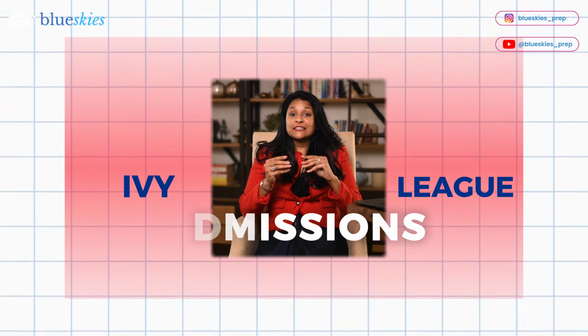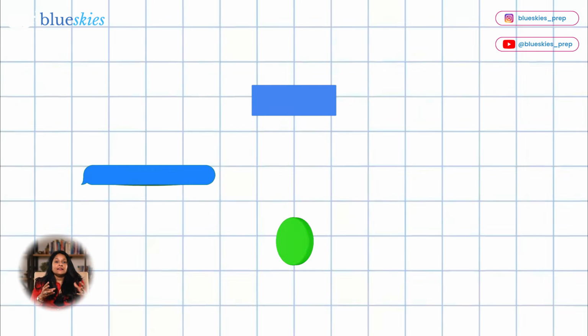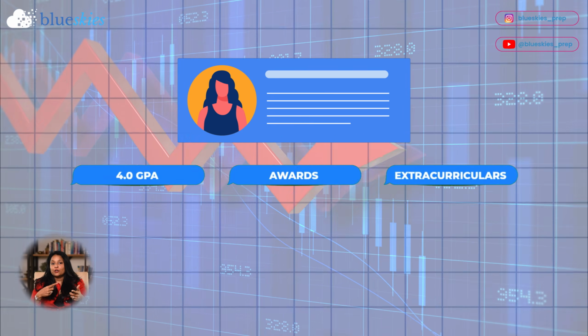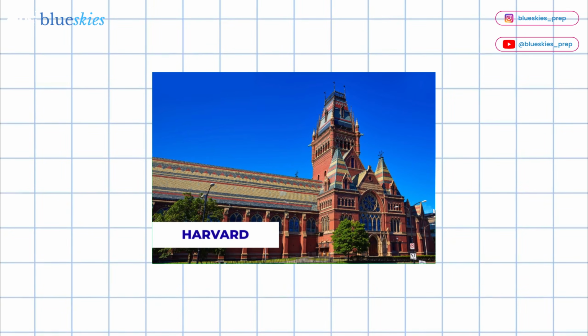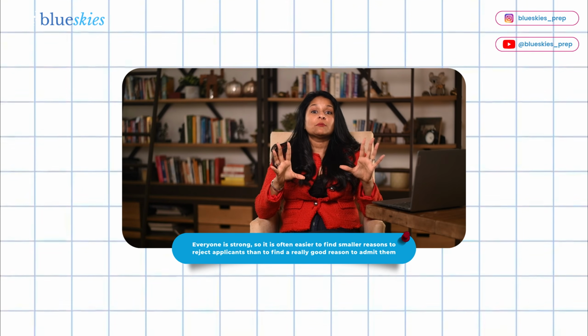Ivy League admissions is not just a process of admission and selection. It's also very much a process of elimination, and a lot of people don't realize that. They think if their profile is strong, they should get in, but that's not exactly how it works, right? At schools like Harvard, tens of thousands of applicants are already strong enough for a small number of seats.